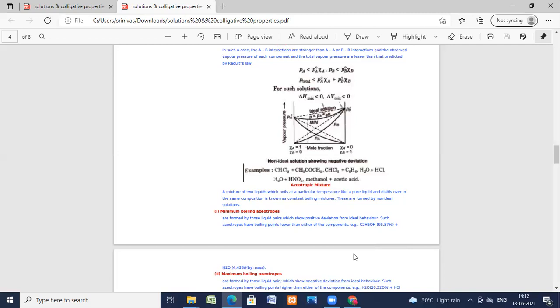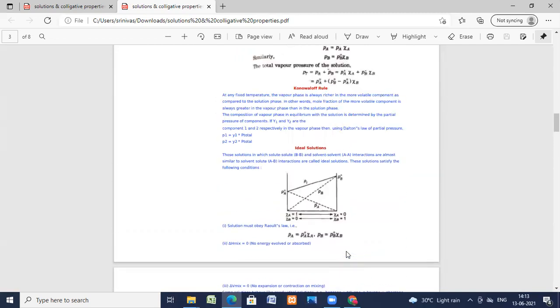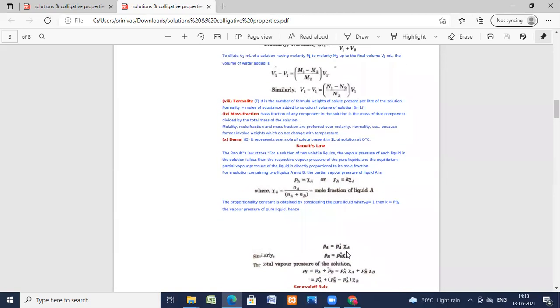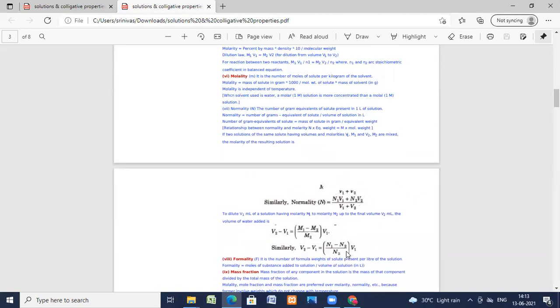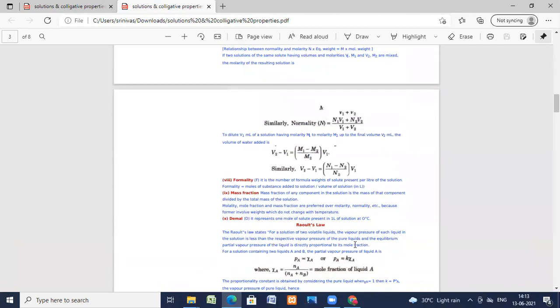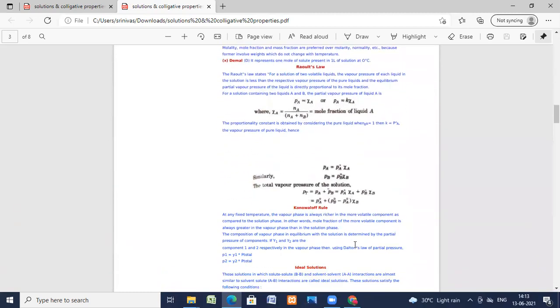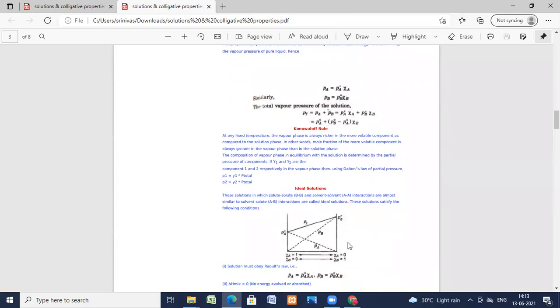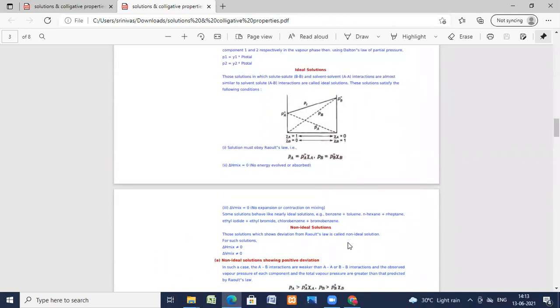What we have discussed is about solutions. What are solutions? Types of solutions, the basic terms involved in solutions, the different ways of expressing concentrations and their formulas, Henry's law, Raoult's law, and what an ideal solution is, and deviations of non-ideal solutions.